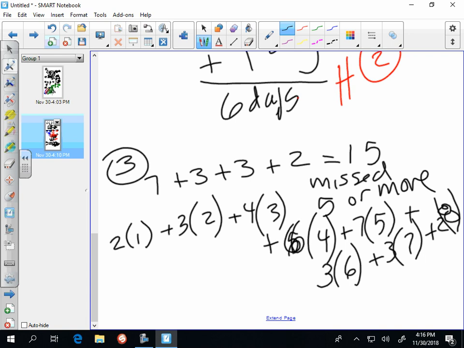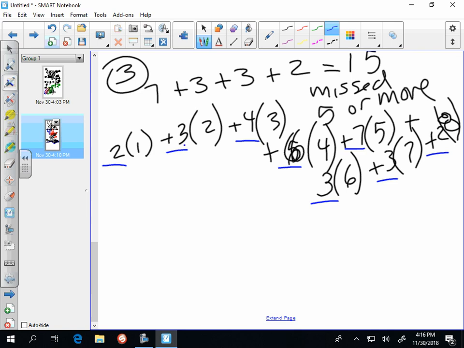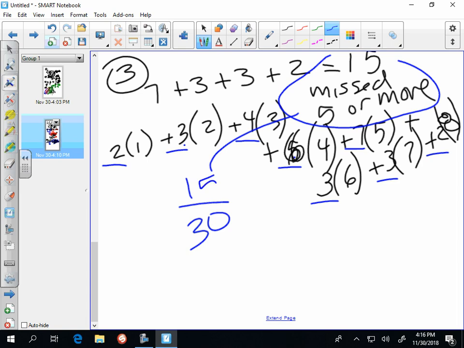Alright, so how many people are there total? Well, it looks to me like there are 2, 3, 4, 6, 7, 3, 3, 2 people total. That's 5, 9, 15, 25, 30 people total. So we said that 15 of those people missed 5 or more. And choice A says more than half of the students missed 5 or more questions. Well, that's exactly right. That's not more than half. So choice A, I don't think so.